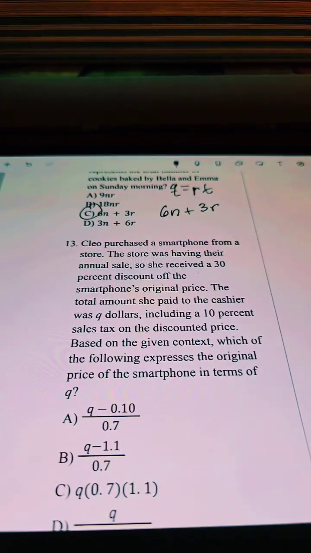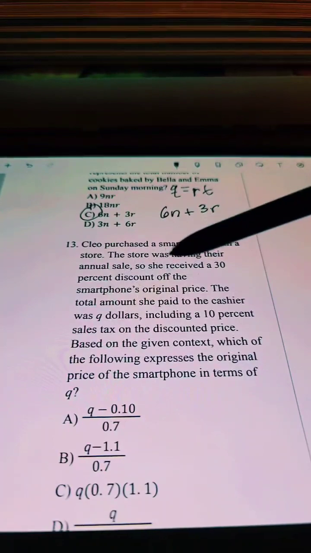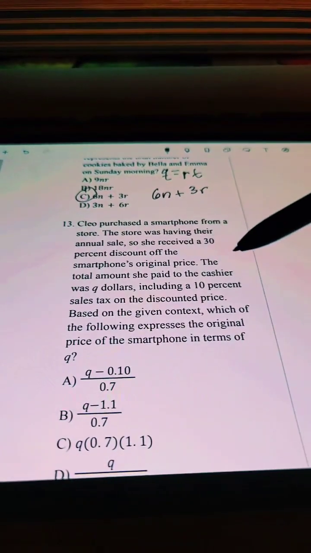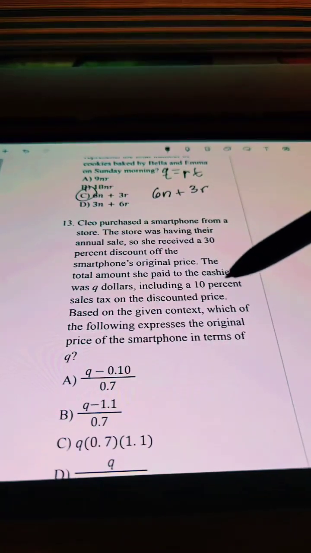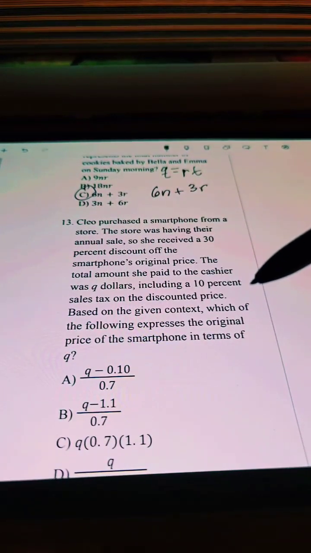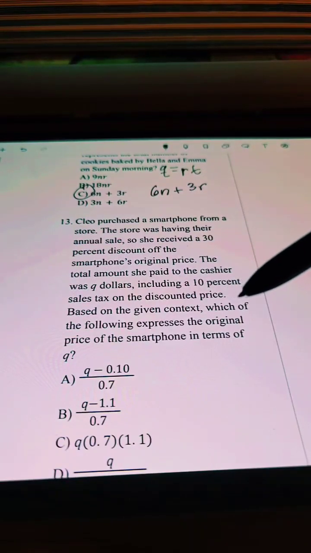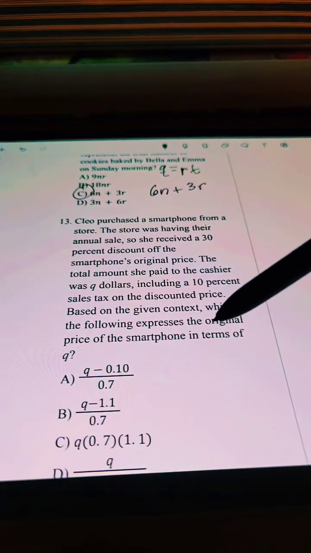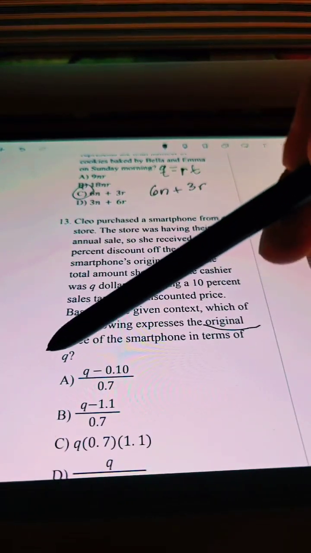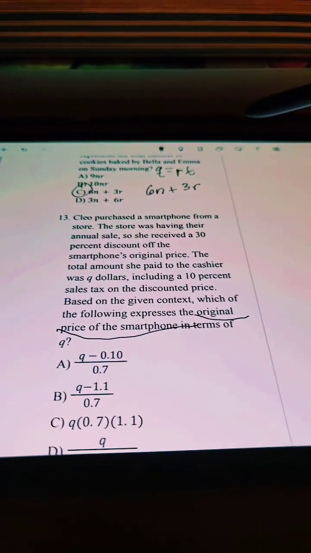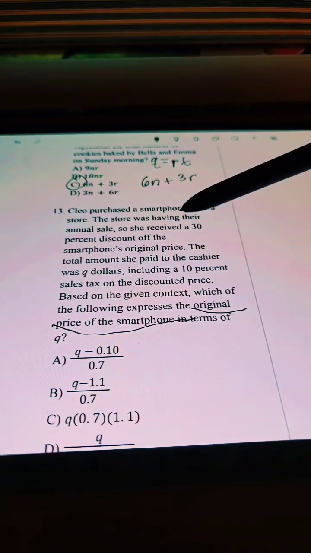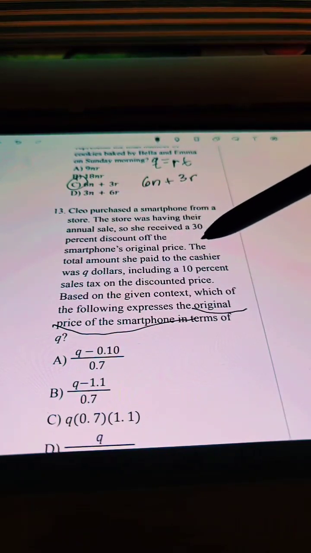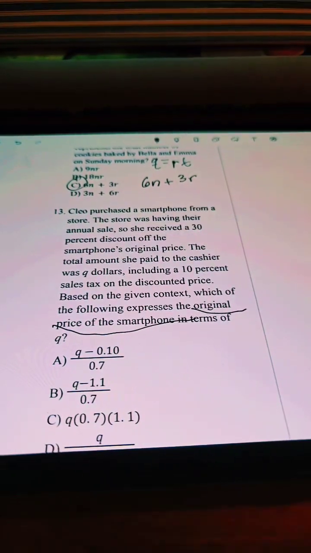Cleo purchased a smartphone from a store. The store was having their annual sale, so she received a 30% discount off the smartphone's original price. The total amount she paid to the cashier was Q dollars, including a 10% sales tax on the discounted price. Based on the given context, which of the following expresses the original price of the smartphone in terms of Q? So we're finding something that's expressing the original price of the smartphone. Okay. So she received a 30% discount off the original price. What is Q again? The total amount she paid the cashier was Q.